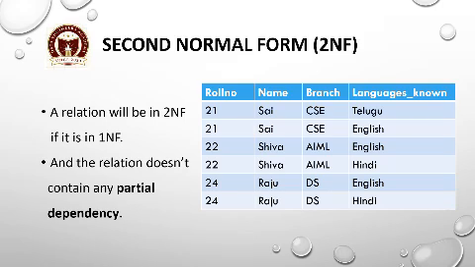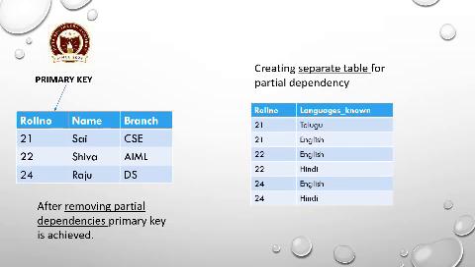Partial dependency is removed by dividing the table into two different tables. And here table 1 has roll number, name, branch columns and table 2 has roll number and languages known columns. I have removed all the duplicates in table 1. So thus the partial dependency is removed in the table. We can see that the roll number column is a primary key column in table 1, which means the relation is said to be in second normal form. And table 2 is a separate table for partial dependency.